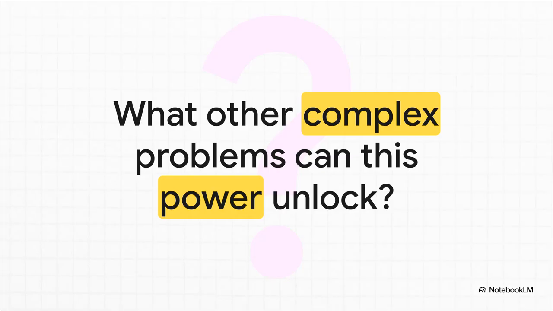So the big takeaway here is that this isn't just some random trick for one type of question. Being able to see the prime DNA inside any number is a fundamental skill that opens up so much more advanced maths. Now that you have this power, what other complex problems do you think you could unlock with it?